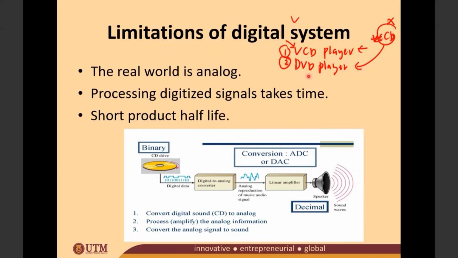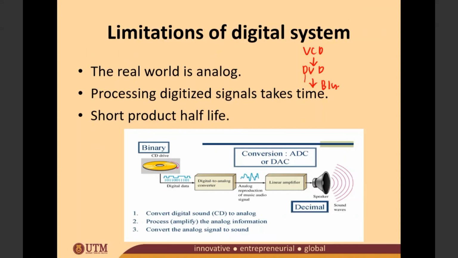And then after that, 1 or 2 years later, Blu-ray was introduced. So first VCD, then DVD, and then 2 years after that comes Blu-ray. What happened? The DVDs and VCDs you bought before cannot be played on Blu-ray, because all the movies are now released in Blu-ray format.